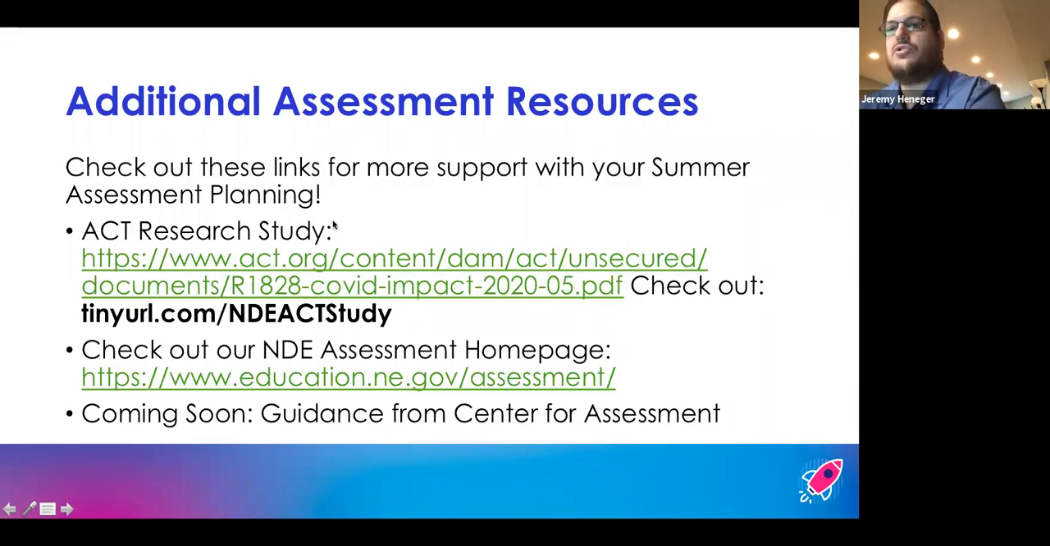So some additional information here for you. ACT, in addition to, we referenced NWEA's study earlier, ACT has also been doing some work about studying the impacts of the unfinished learning from the last school year. And so there's a reference to a paper there for you. As always, please check out resources on our assessment homepage.